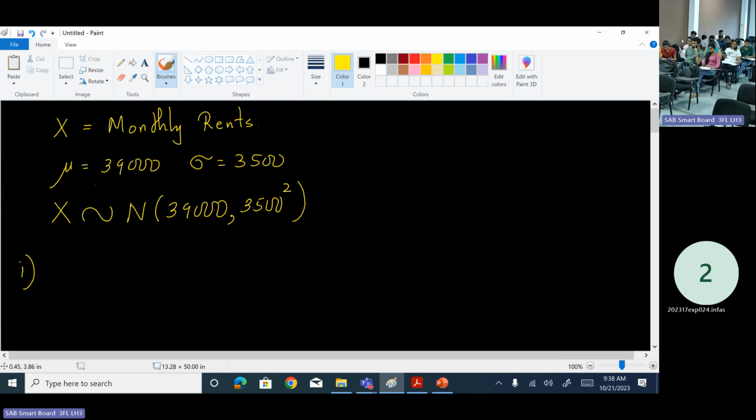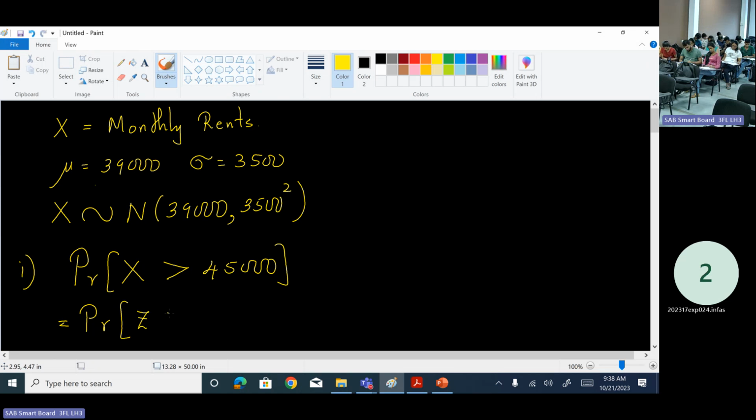More than 45,000. So they are asking for proportion. So proportion means probability. Probability, rent more than 45,000. So general normal, we have to transfer this to standard normal. Probability, X when you transfer goes to Z. 45,000, subtract mean, divide by sigma. Sigma is 3,500.